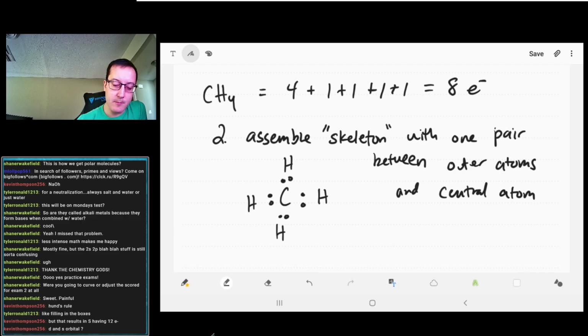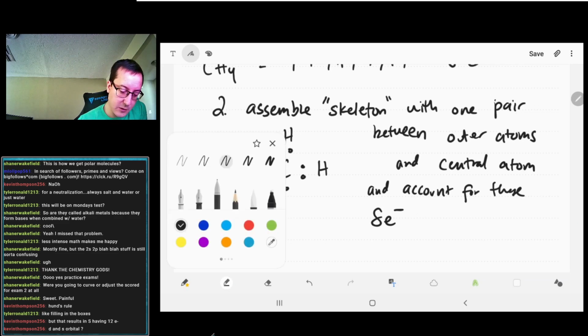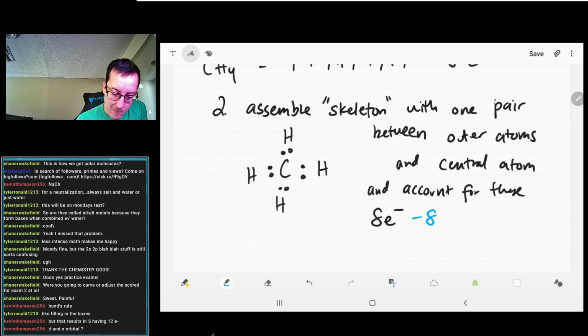And so if we see here, we started with 8 electrons. That was our total. And we just used 8 electrons. We have no more electrons left to give.